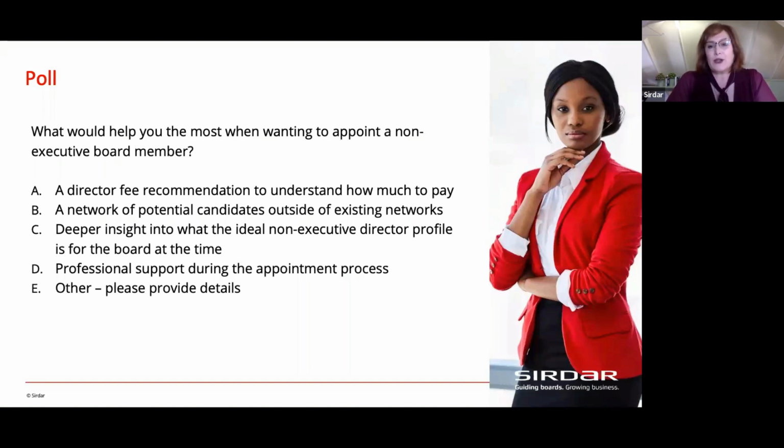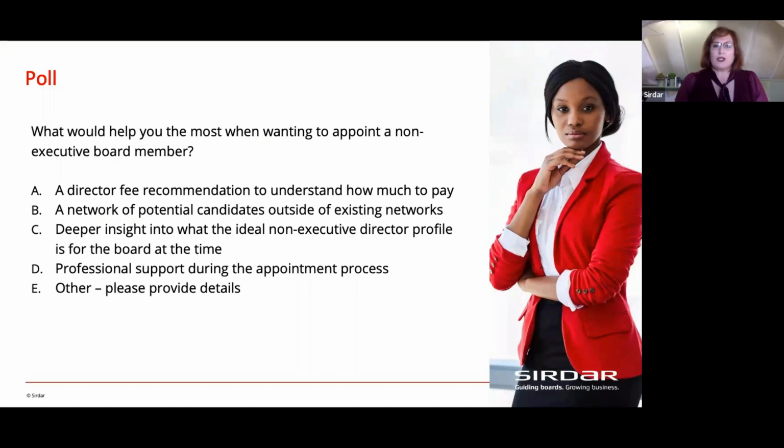This is a poll. We'd like you to answer this, please, and put it into your chat. What would help you the most when wanting to appoint a non-executive board member? We're interested in what you find. A: the director fee recommendation, to understand how much to pay. I may want to take in another board member, but I don't know what is a fair fee.